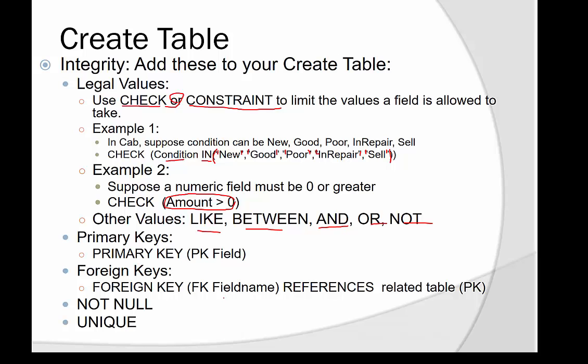Primary key and foreign key are also constraints on a field. Not null and unique are constraints on the field. You would use the unique constraint when you have a field that is a candidate key or a primary key.